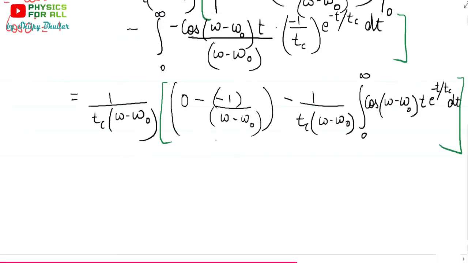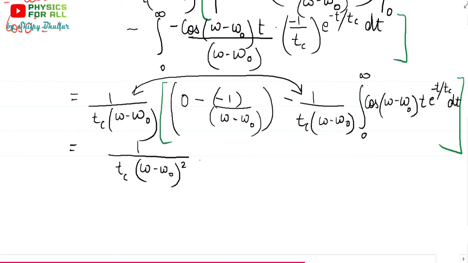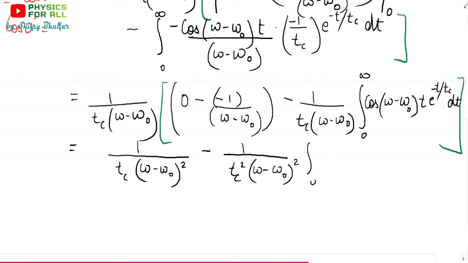Okay, now just open the brackets and multiply this term with all these whatever are inside. As you can see here, this minus minus would give us plus, and nothing else we have here. So we will get 1 upon Tc omega minus omega naught whole square from these two terms. And now we have to multiply these two terms, which would give us minus 1 upon Tc square omega minus omega naught whole square, 0 to infinity cos omega minus omega naught t e raised to power minus t by Tc dt.